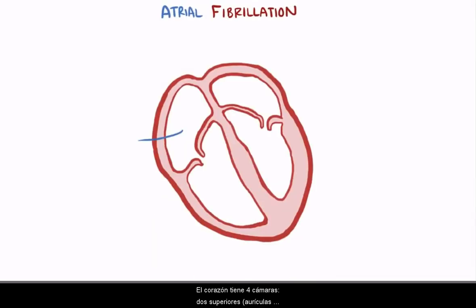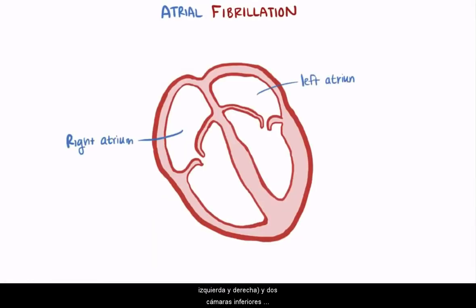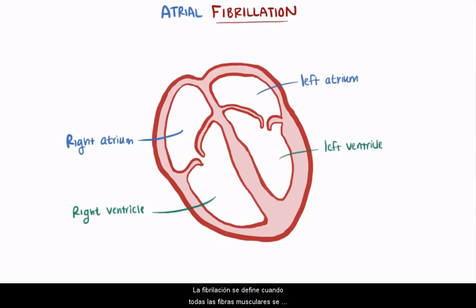The heart has 4 chambers, 2 upper chambers, the right and the left atrium, and 2 lower chambers, the right and the left ventricles. Fibrillation describes when the muscle fibers are all contracting at different times, so the end result is this quivering or twitching movement.